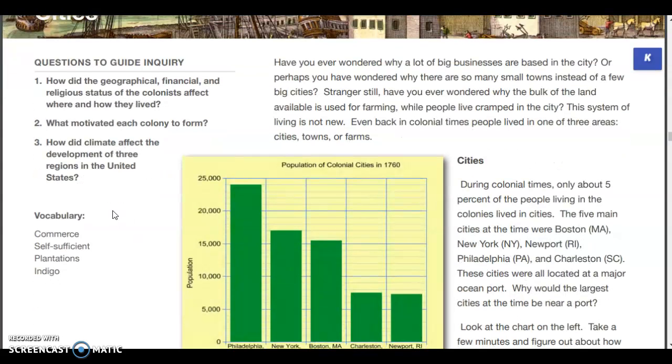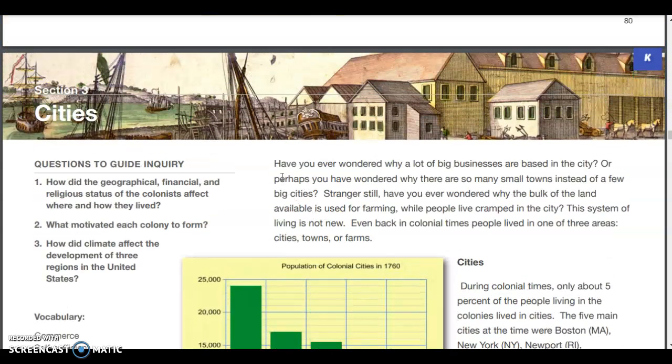And we will see some vocabulary terms here. We've got commerce, self-sufficient, plantation, and indigo. You will want to be paying attention to those. They will be bolded in our reading today, and you will need to figure out what those mean. Let's go ahead and start up here.